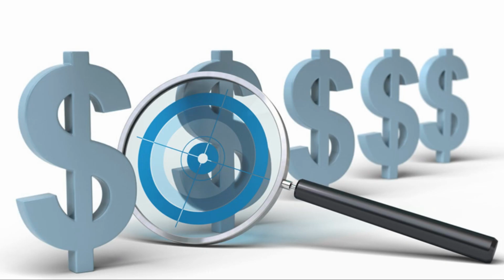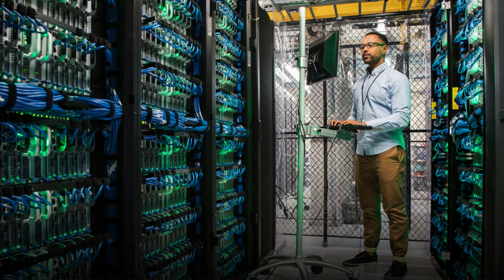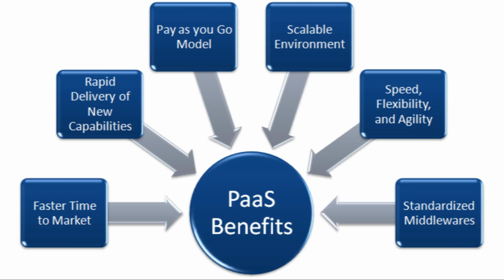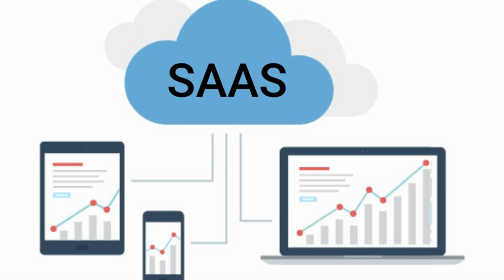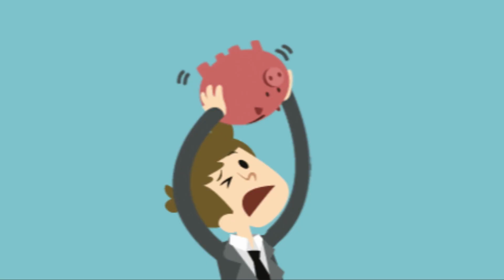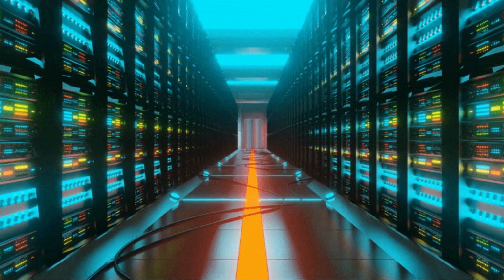Cost is also an important consideration when choosing between IaaS, PaaS, and SaaS. IaaS is typically the most cost-effective option for customers who have the expertise to manage and maintain the infrastructure. PaaS can be more expensive than IaaS, but it offers a higher level of abstraction and eliminates the need for customers to manage the infrastructure. SaaS is typically the most expensive option as customers are paying for the complete application and the infrastructure and maintenance costs are included in the subscription fee.